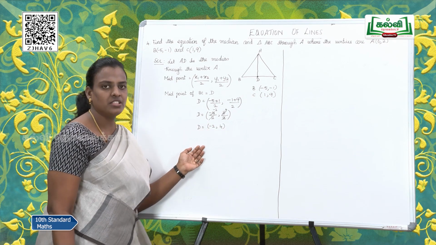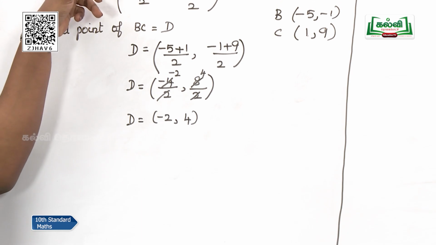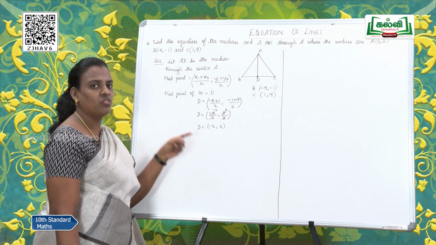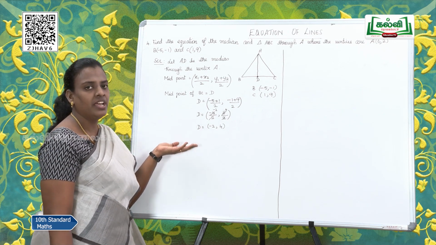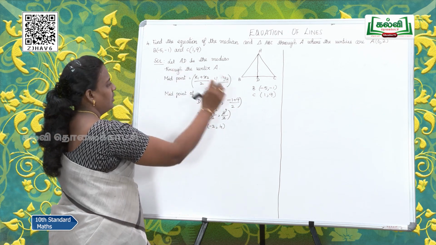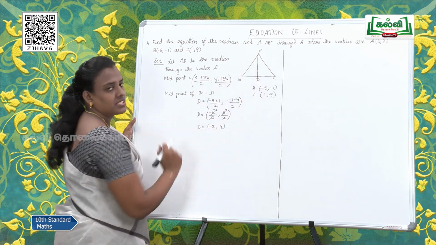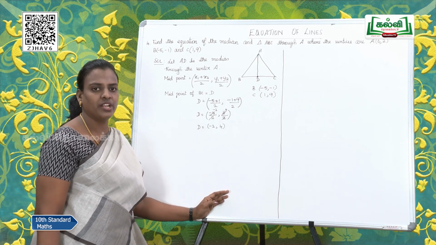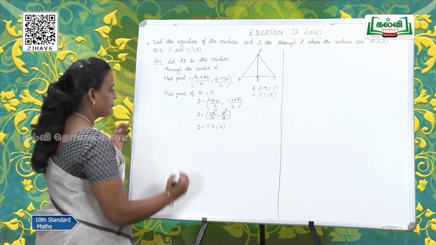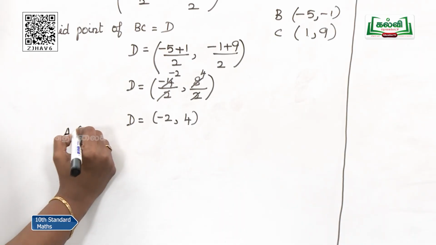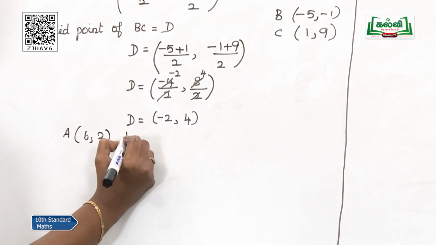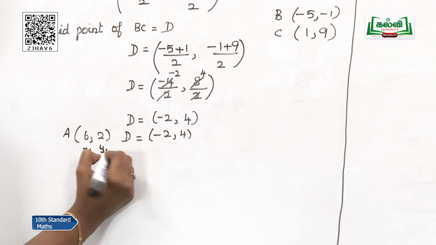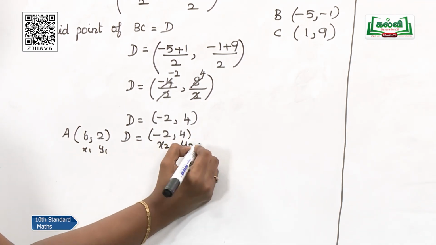See, why are we finding this point D? Because we need to find the equation of the line AD. So you have A and you should have D, only then I can find the equation of the line AD, isn't it? So I have A now. What is your A? (6, 2), and I have your D. So using the 2-point formula, I can substitute and get the equation of the median. Now I have A is (6, 2) and D is (-2, 4). So this will be your x1 y1, this will be your x2 y2.